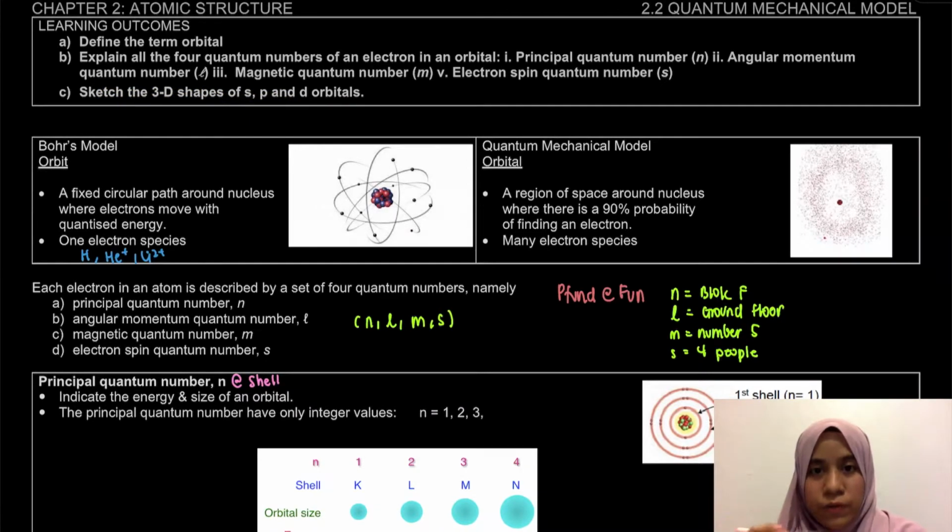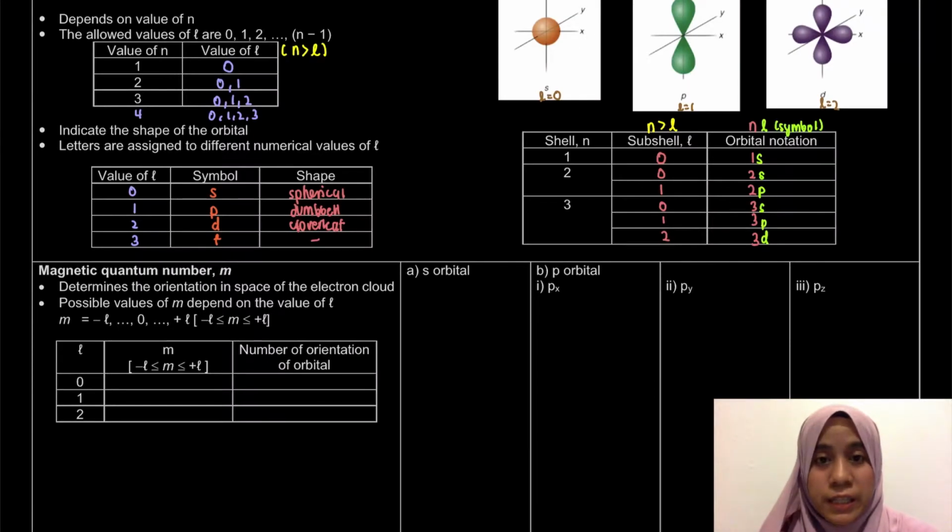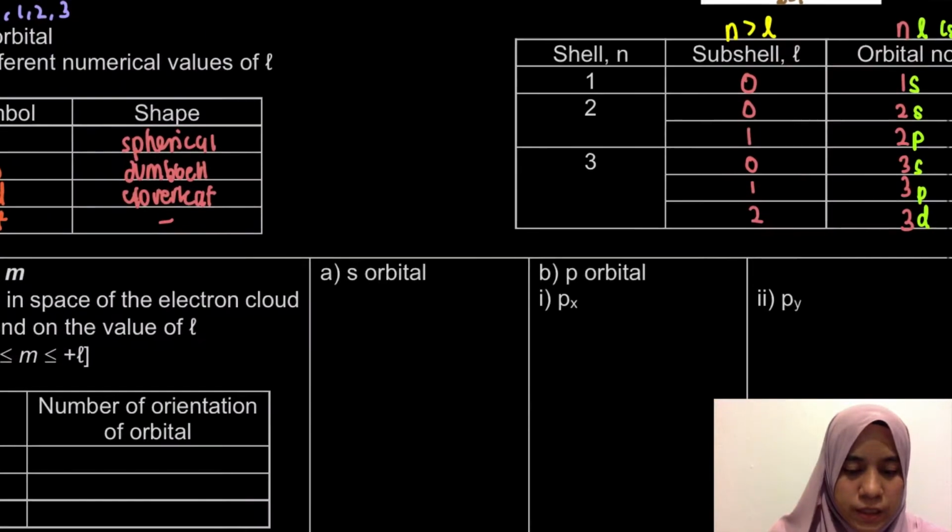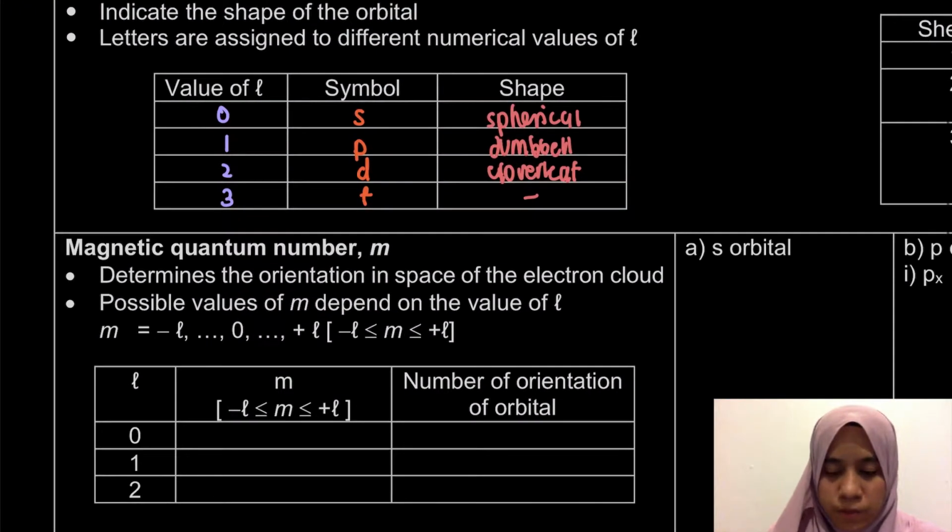In the last video, we have learned that L equal to 0 is S, L equal to 1 is P, L equal to 2 is D. In this video, we're going to learn the 3D shapes as well. On your notes, it will be on page 13. Now, let's look at the magnetic quantum number, which is M. Another name for the magnetic quantum number is sometimes orbital. For example, the orbital here.